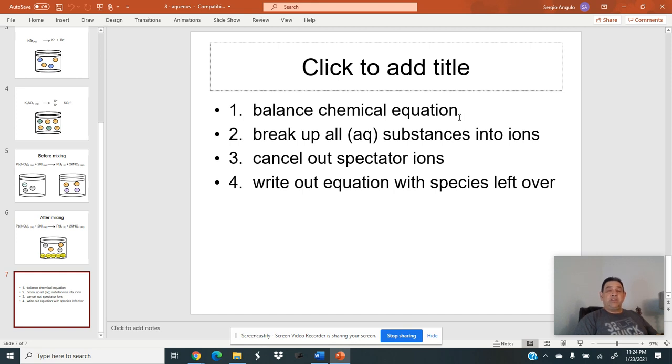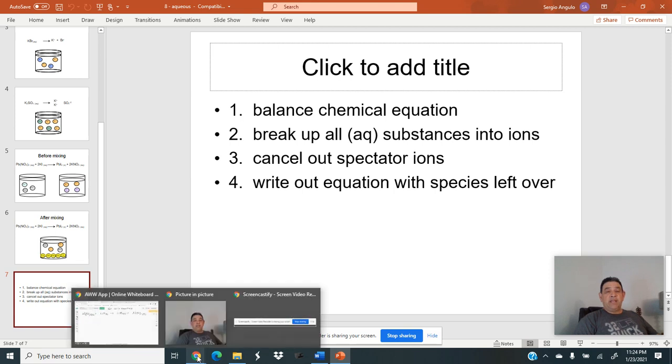Step 1, balance the equation. Step 2, break up all the aqueous substances into ions, including the right number of ions. Then you cancel out the spectator ions, in other words, the ions when they appear on both sides of the equation. And at the end, you write out an equation with the species that are left, whatever is left over. Okay, so let's go ahead and give that a shot.